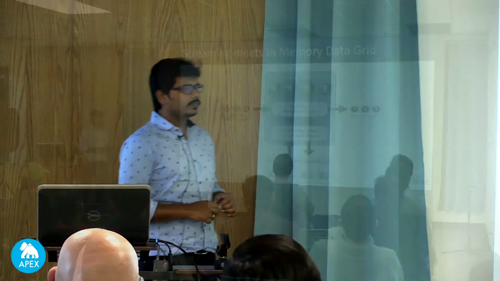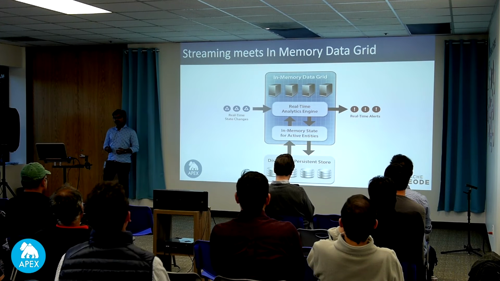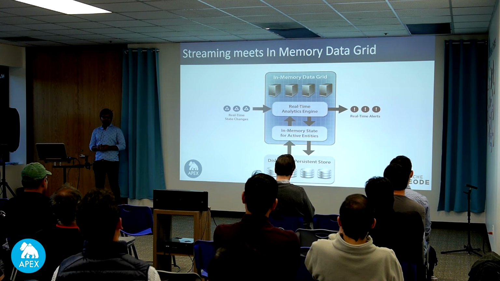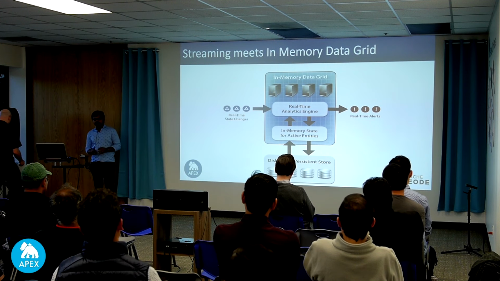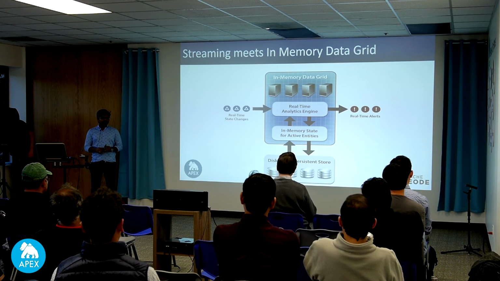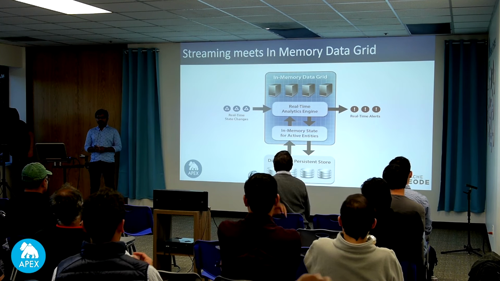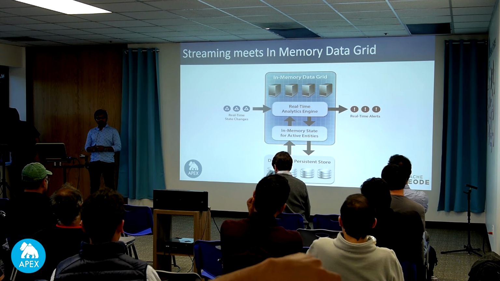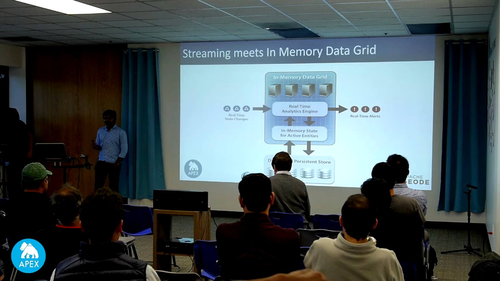Okay, so first look at what an in-memory data grid is. In-memory data grids are a cluster of commodity servers which host the data in memory, distributed across the servers, and give an efficient object-oriented model, object-oriented APIs to access the data, to store the data and update the live data.